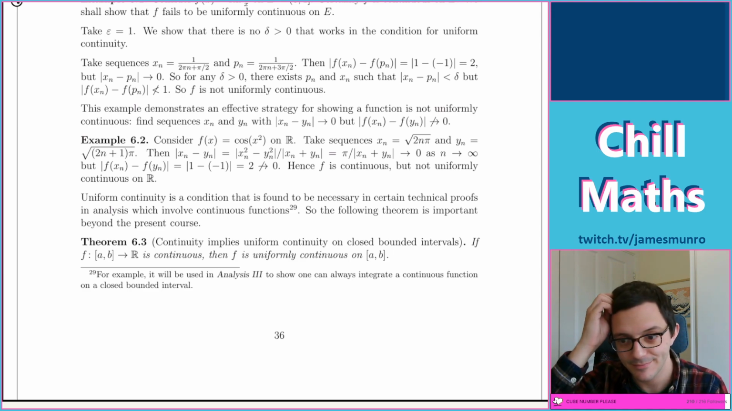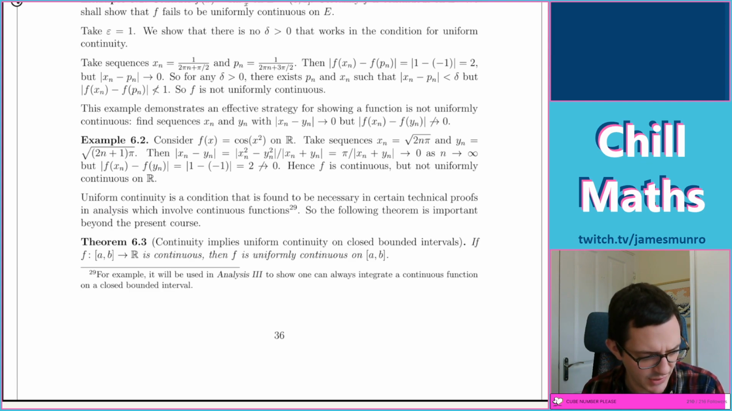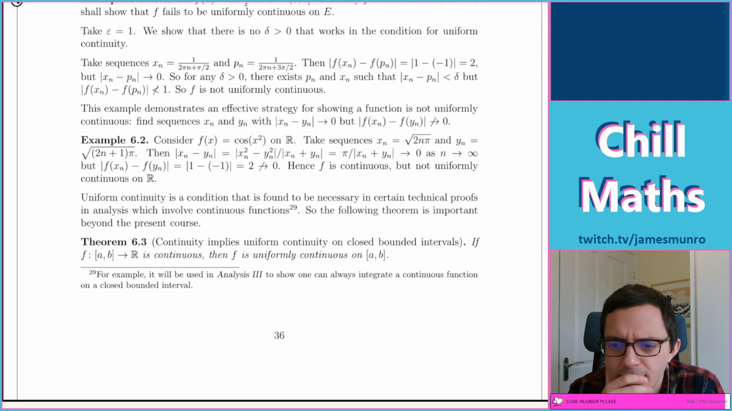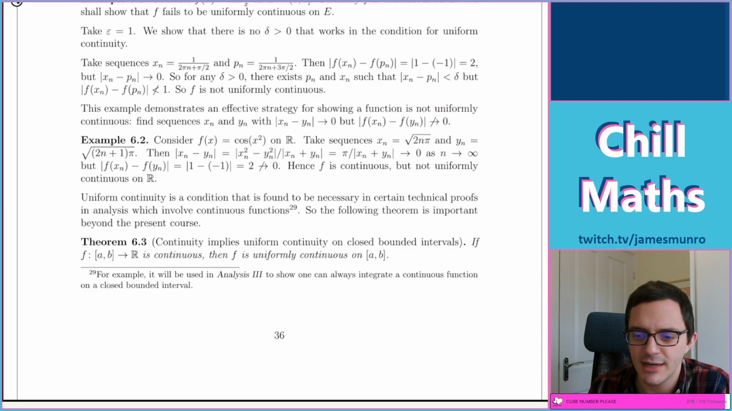Right. It's very tricky when you start a maths degree, actually, to work out what you're allowed to use in your proofs. It's whatever you've seen in the course so far when you start off. Yes. Will be used in analysis 3. Revenge of the analysis. Always integrating. Yeah, cool. Okay.